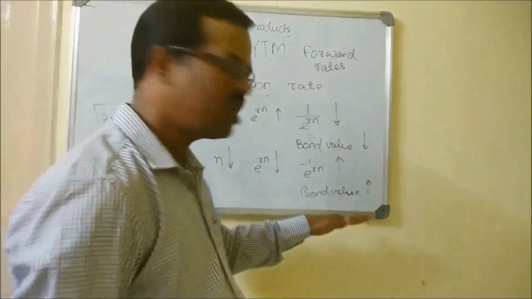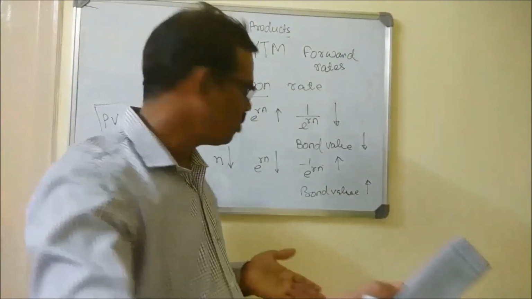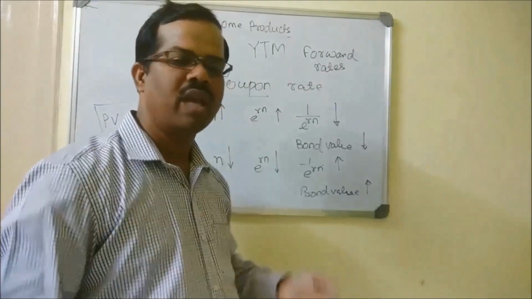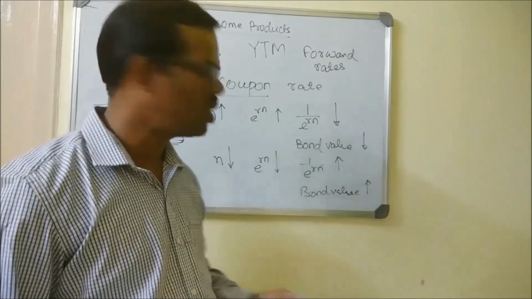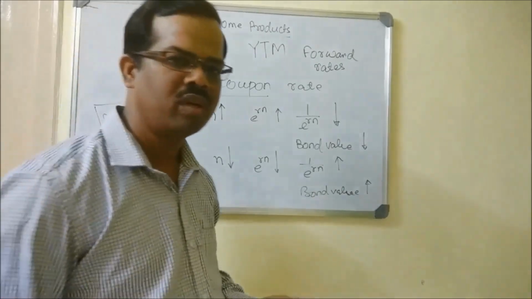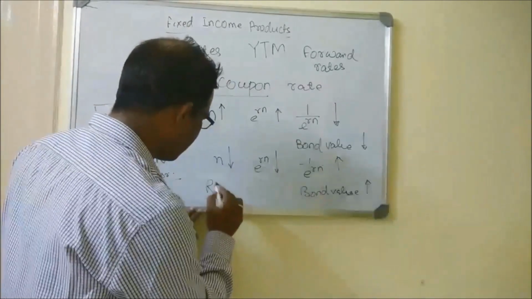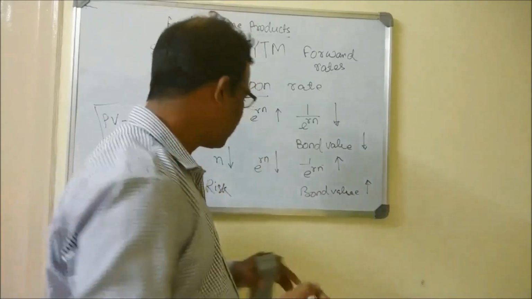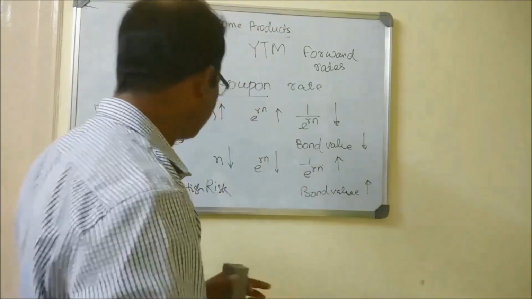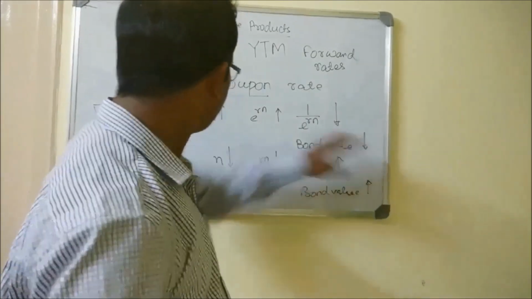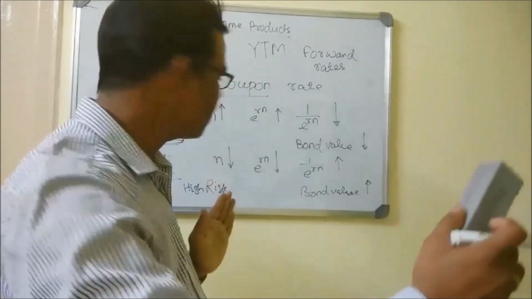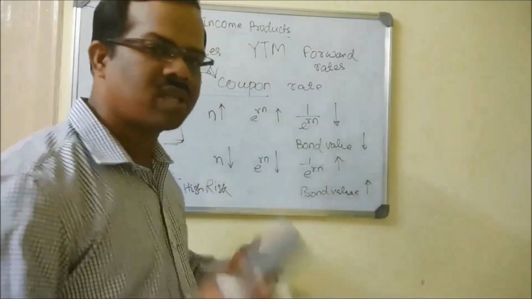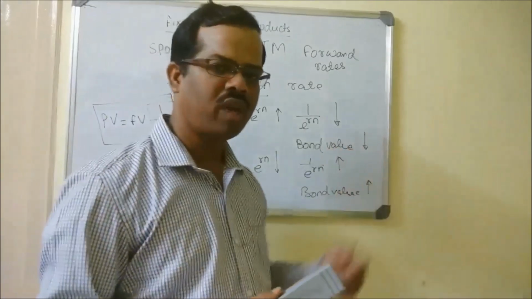If you put it into perspective, the longer the duration, the more the risk, and therefore you will be willing to pay a lesser price rather than a higher price if the risk is more, right? So if the risk is high, then obviously you will be interested in getting more return and in paying only a lesser value. That's why the bond value is lower if the duration increases. Duration increases, risk increases, and therefore bond value goes down. Duration decreases, risk decreases, and therefore bond value will go up.